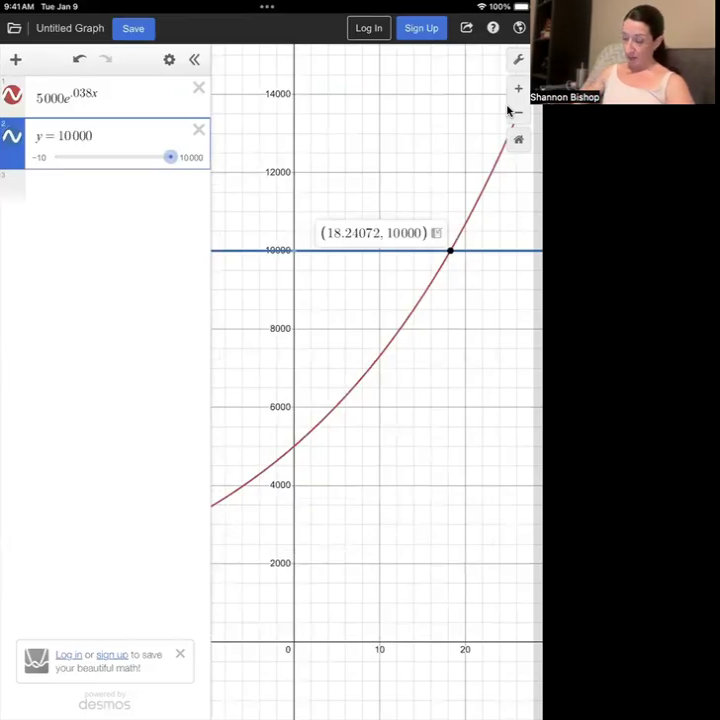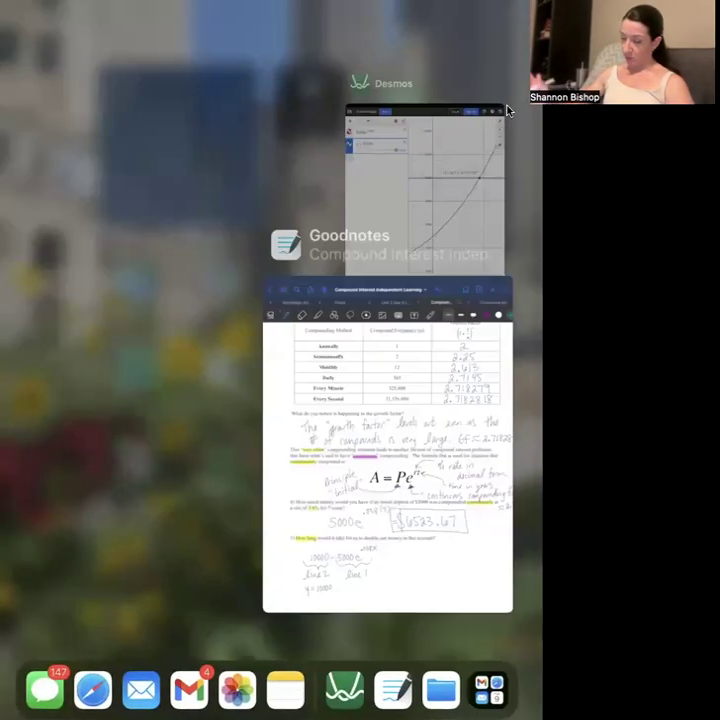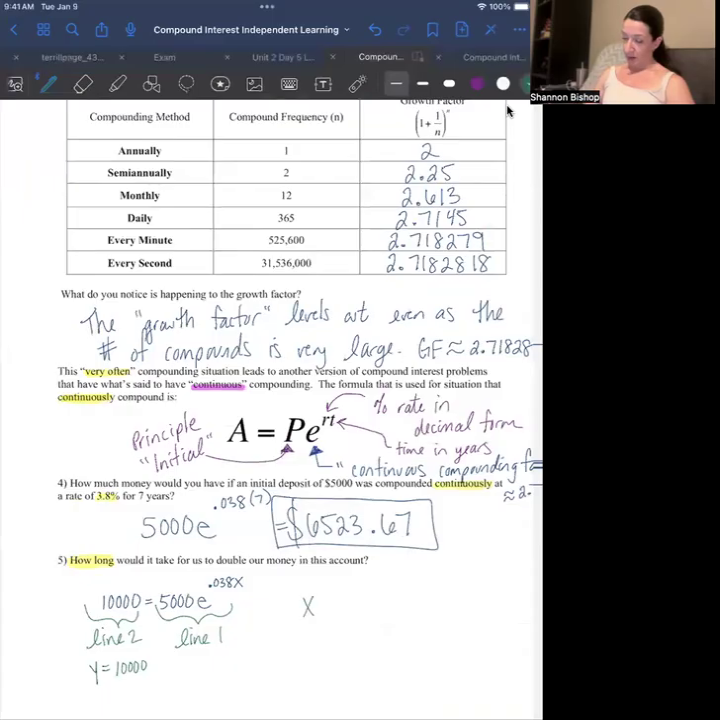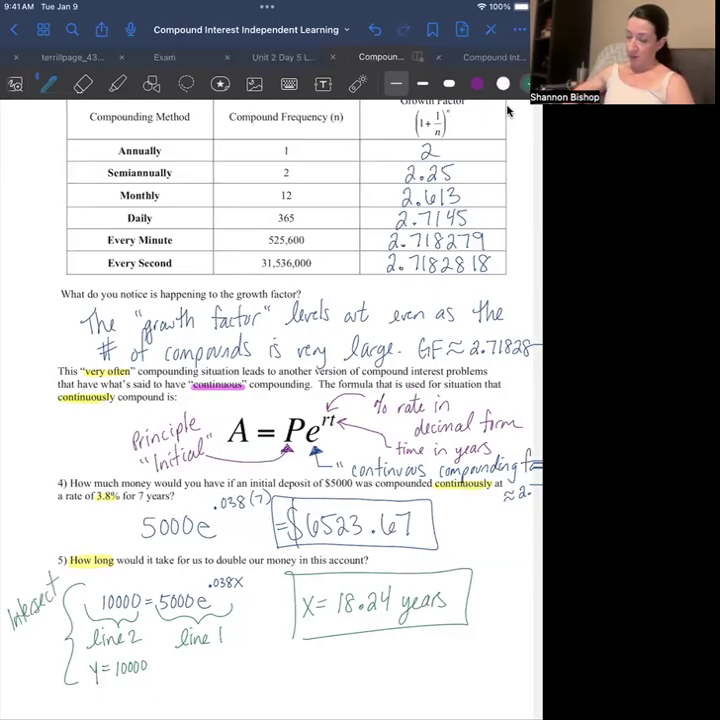18.24 looks like 18.24 years. So back here, I get my answer as 18.24 years. That is how long it takes to double our money. Put this in Desmos, and then we touch the intersect. Oh, you know what I didn't mention really quick?